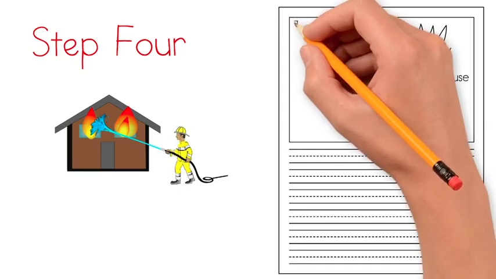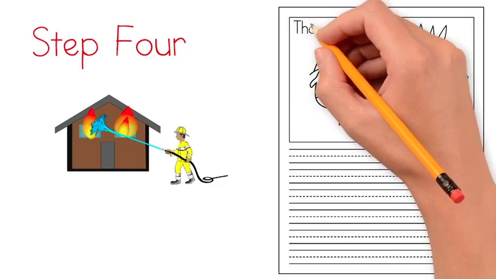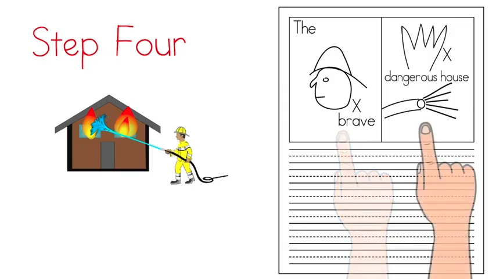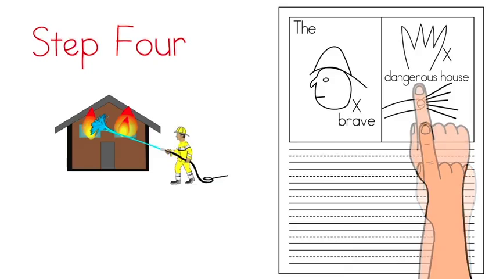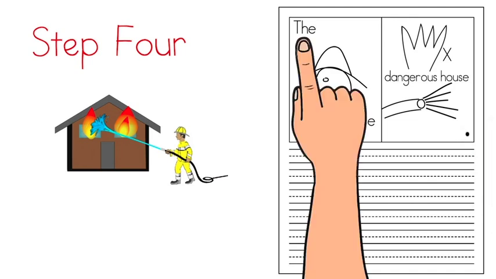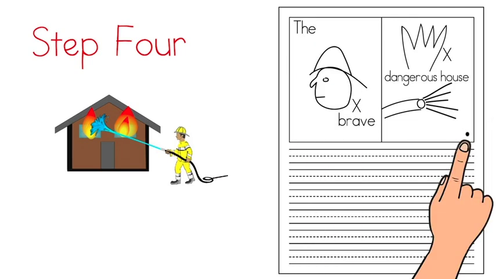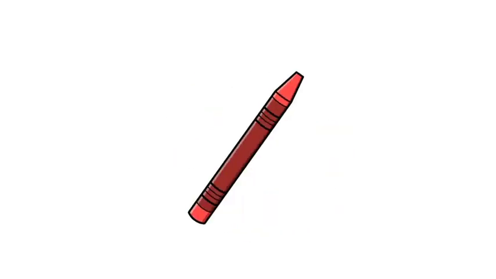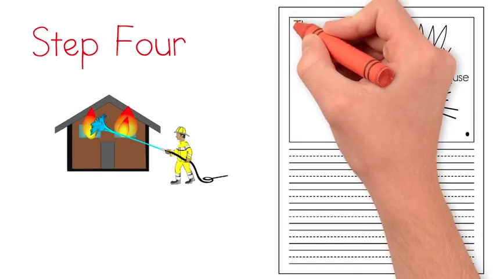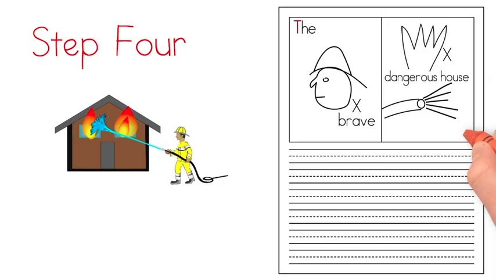The, capital T-H-E. The brave firefighter sprayed water from his hose to put out the dangerous house fire. Period. We showed where the sentence begins with the capital and where it ends with a stop. It's editing time! Grab your red crayon. Trace the capital T and the period to check that you have a capital and stop in the planning boxes.